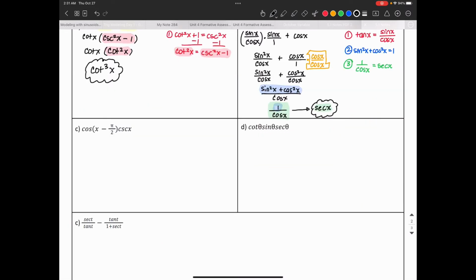Okay, for C, I'm going to talk about the identities that I'm going to be using.